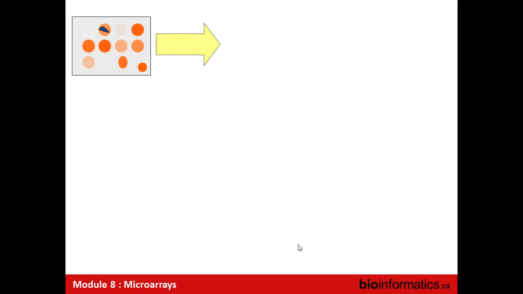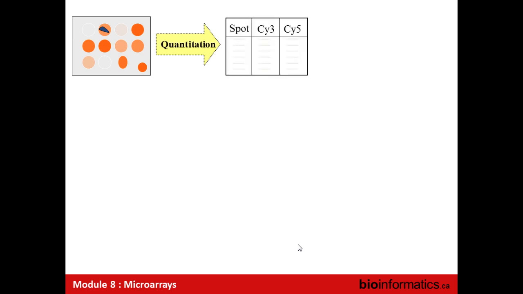And the first critical step is to quantify those probes. That might be a series of two numbers, psi 3 and psi 5, if you have the standard red and green dyes, or a single value if you have a single channel array. Either way, we don't work with images. Images are impossible to deal with. We start off by scanning it into values.